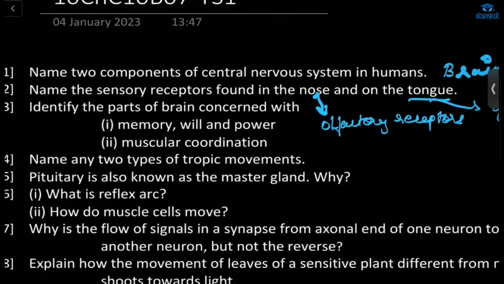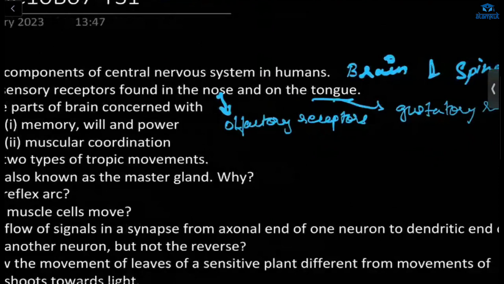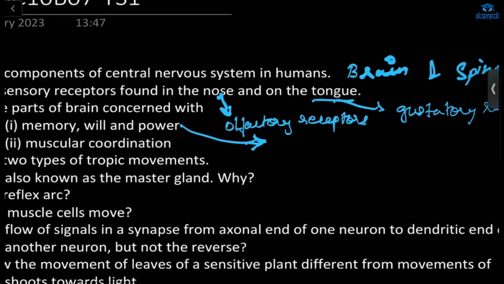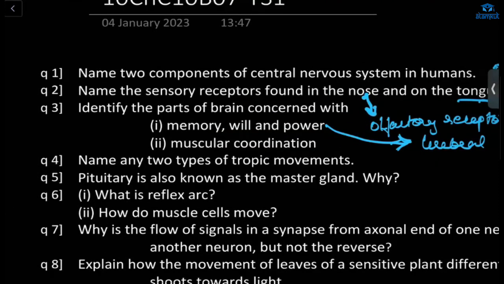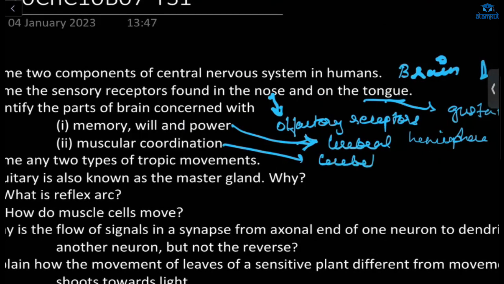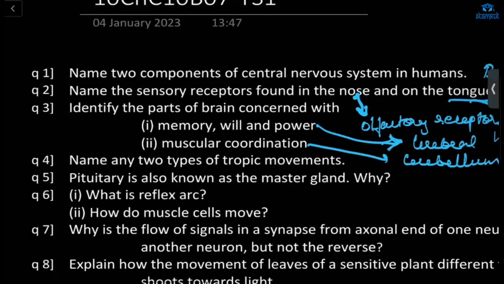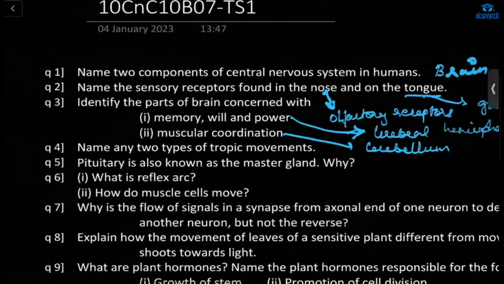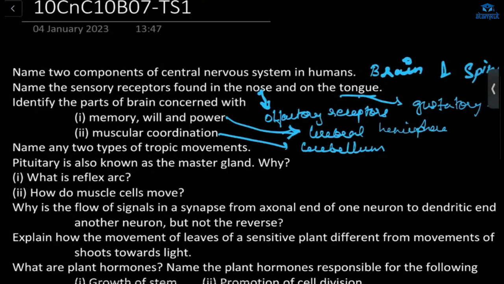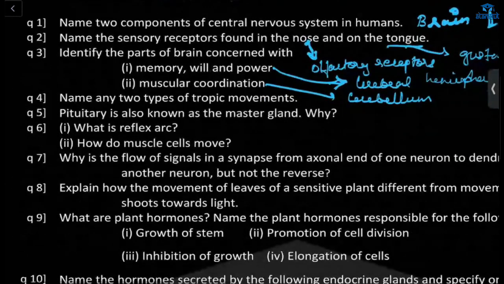Identify the parts of the brain concerned with memory, will, and power. It would be the cerebral hemisphere. And muscular contraction, cerebellum. Name any two types of tropic movement. Any two: phototropism, geotropism, chemotropism. Anything you can say.